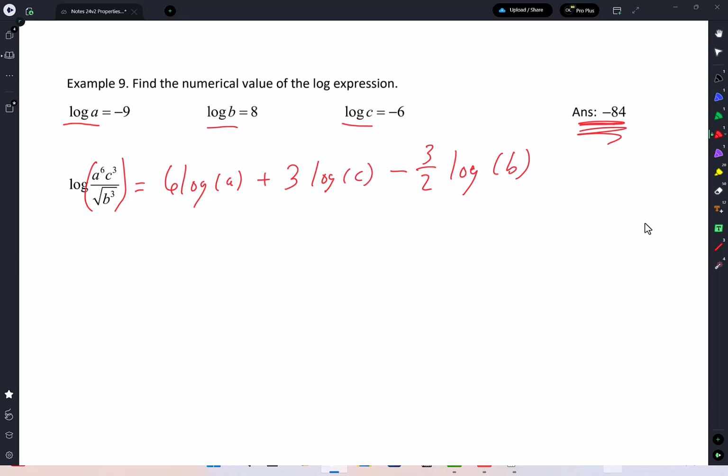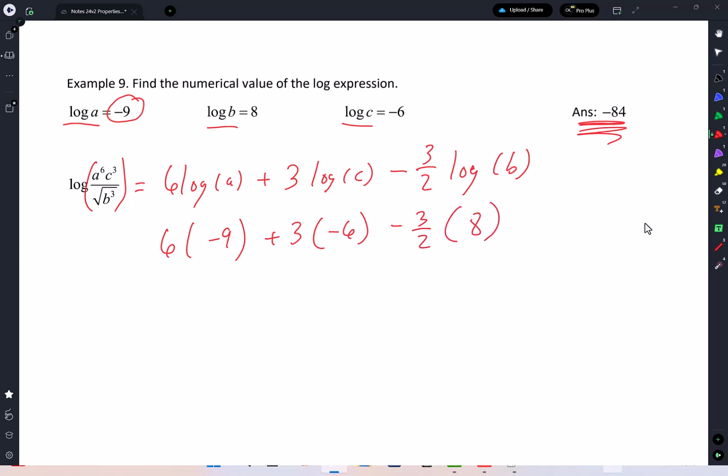Now, what is log A? Negative 9. So 6 times negative 9, like that. It's substitution. You're just substituting. Plus 3 times, what is log C? Negative 6, minus 3/2 times what is log B? 8.